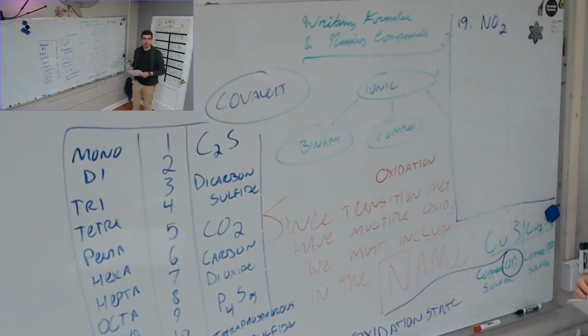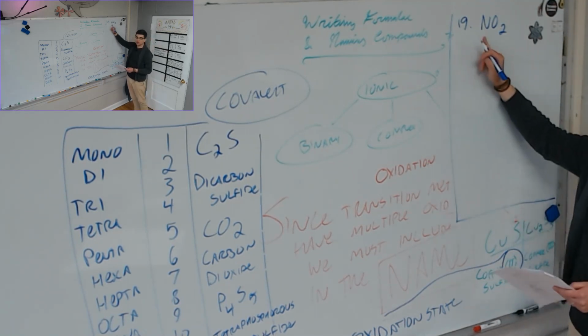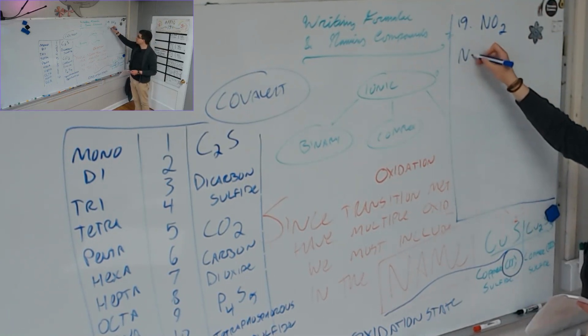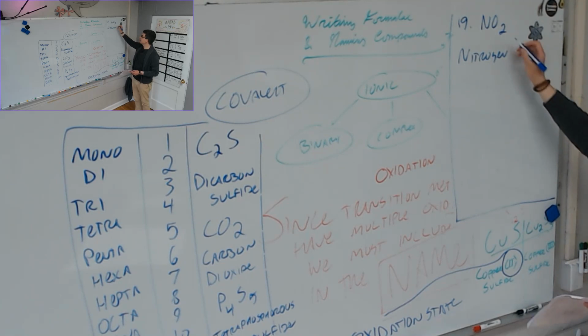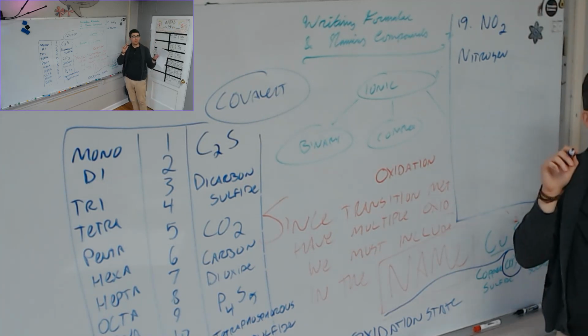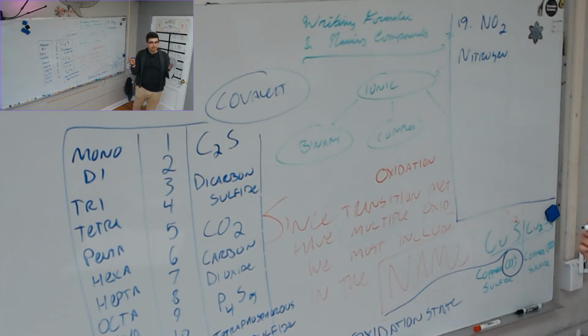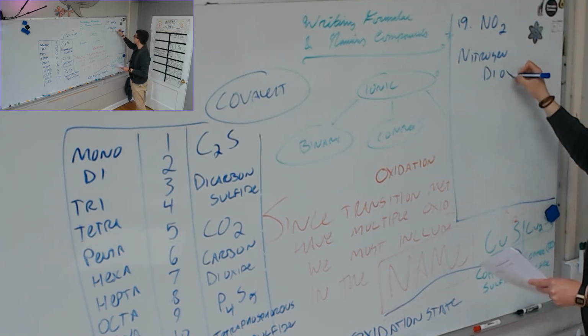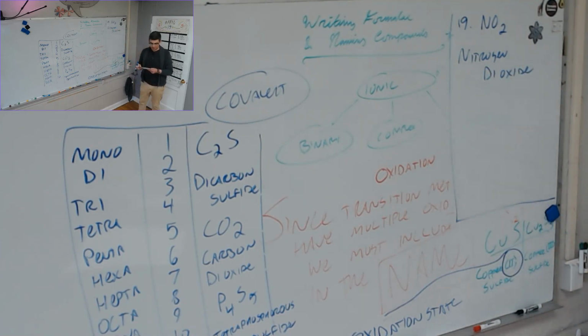19 says NO2. Okay? Someone tell me what's the name of the first guy? Nitrogen. Oxygen. And then the second one, do I just write nitrogen, oxygen? No, you write nitrogen dioxide. Remember, it's not dioxygen. We still change the ending of the second one to "ide," so now it's dioxide. Good. Okay, let's do 24.